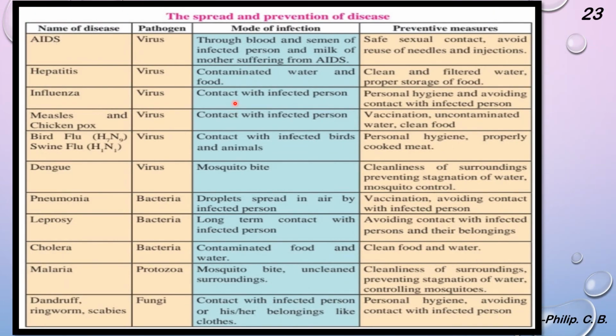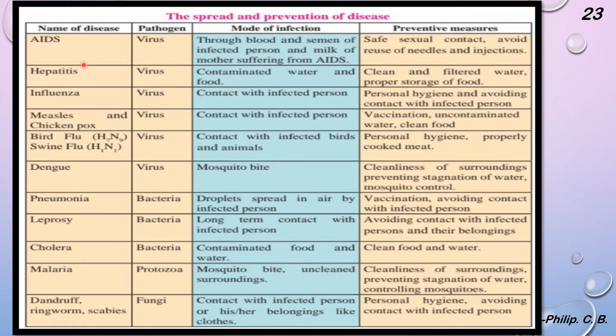Moving further, the spread and prevention of disease. A chart given in the text shows various diseases, their pathogen, mode of infection and preventive measures. Students, always remember the name of the disease and the pathogen by which it is caused, whether it is a virus, bacteria, protozoa or fungi, and then the mode and preventive measure.